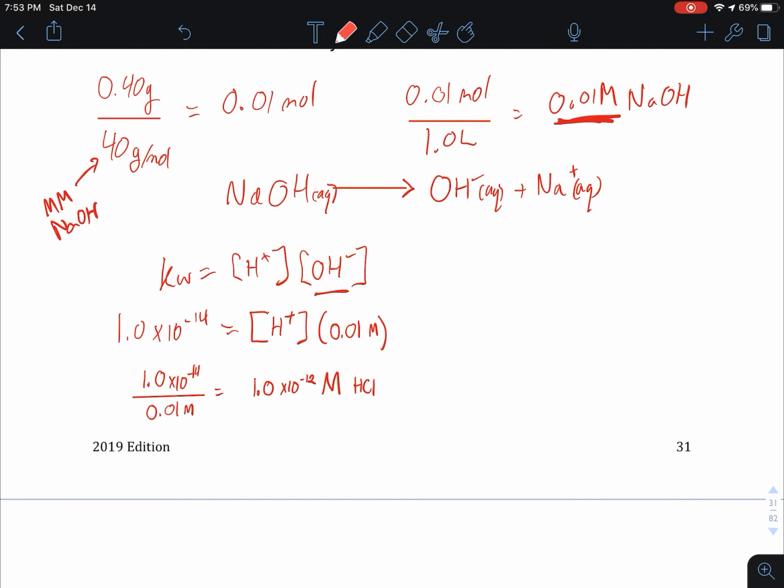And then we take that sodium hydroxide, replace the OH value with 0.01 molar, and then recalculate to see what the value is. And the value we get is 1 times 10 to the negative 12 moles per liter of H plus.